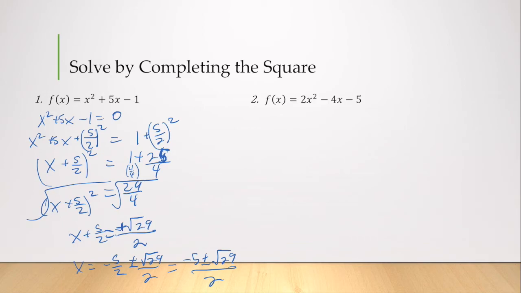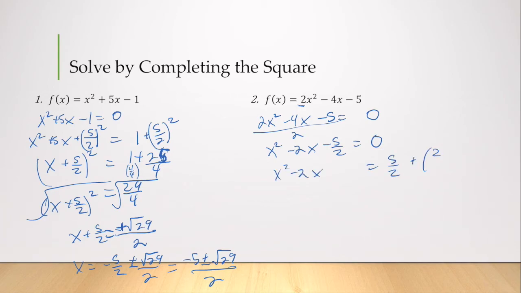For problem 2, I have f of x equals 2x squared minus 4x minus 5. Notice that my leading term is not a 1, so I'm going to have to go ahead and divide everything by 2. So I get x squared minus 2x minus 5 halves equals 0. Then I'm going to move my constant to the other side. And I add negative 2 divided by 2 squared to both sides. This is going to factor to x minus 1 squared equals 5 halves plus 1, which is 7 halves.